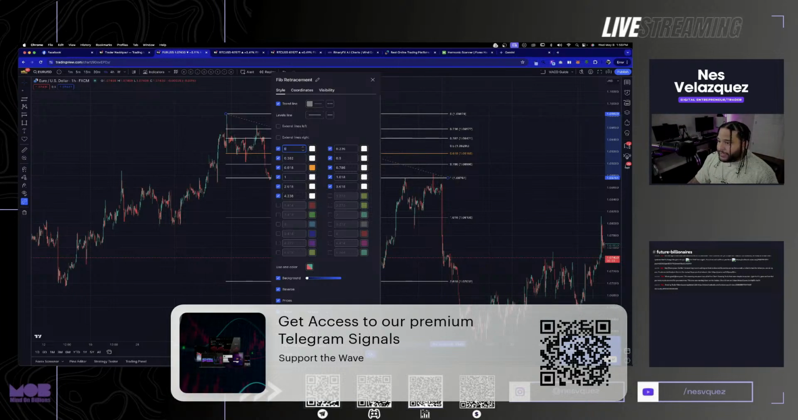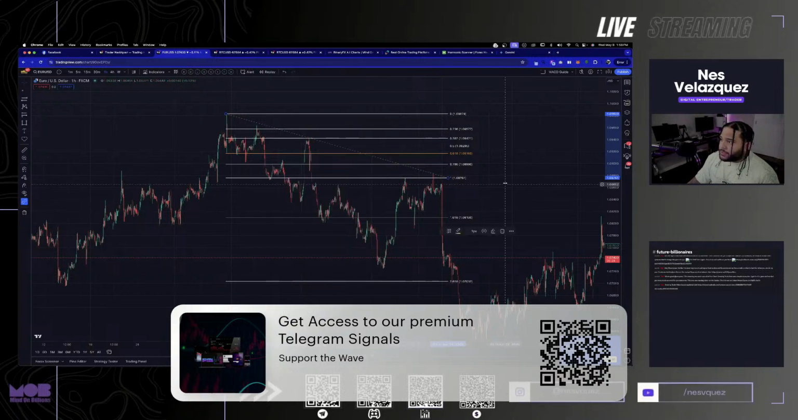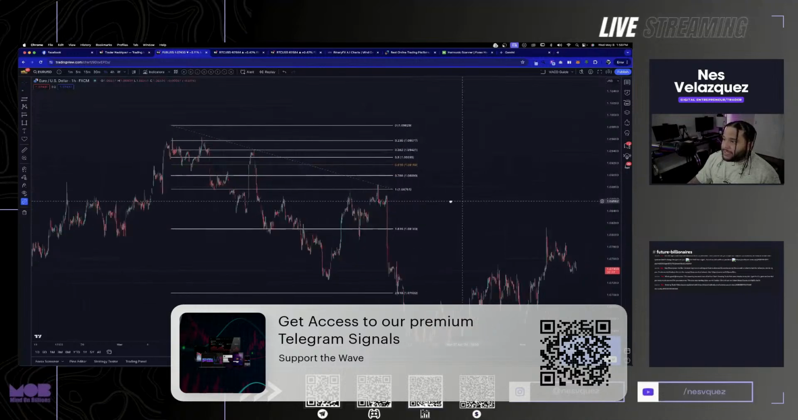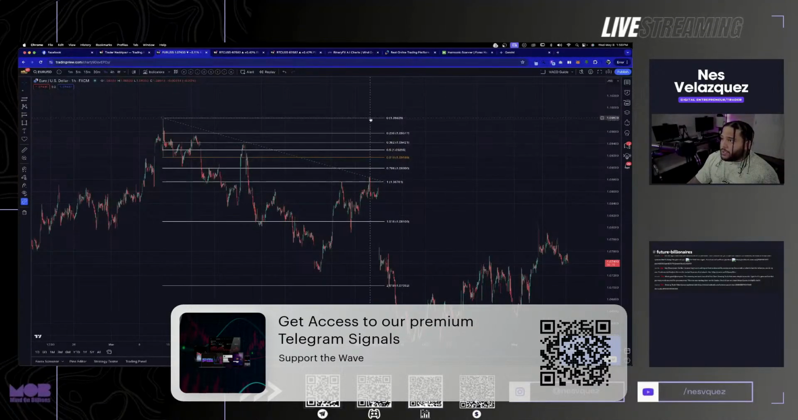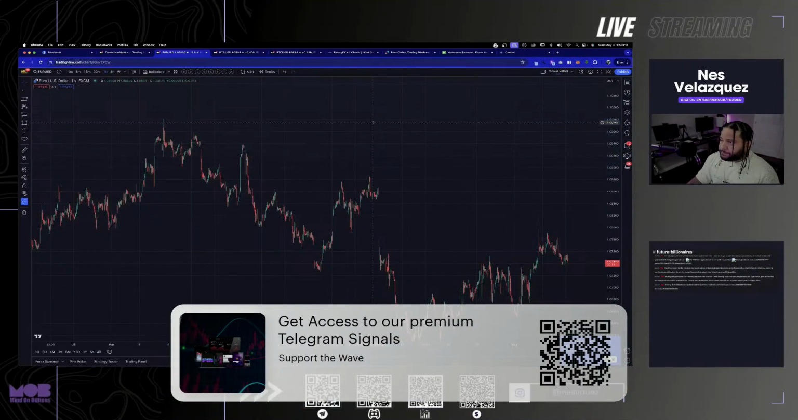Edit it the way you want, and then you can save it. All right, save as. So you can keep that setting there whenever you're drawing out your fibs. But really powerful stuff over here.